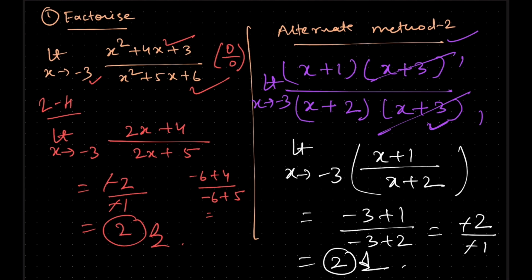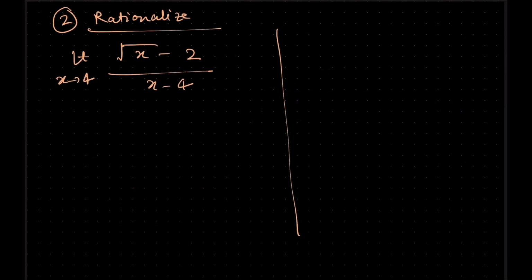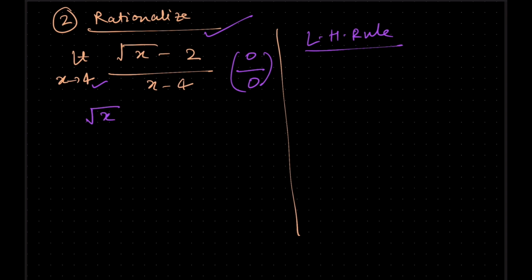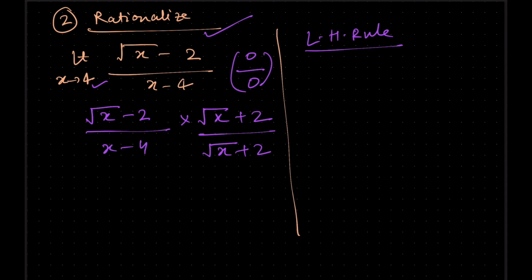Now let's move to the next problem. Here you can see if you put 4, then you will get 0 by 0 form. Here either you can use the LH rule, differentiating the numerator as well as the denominator until you get the determinate value, or let's see one more method, the rationalization method. How will we proceed? You simply need to rationalize it. To rationalize it, you multiply the numerator and denominator by the conjugate, root x plus 2.